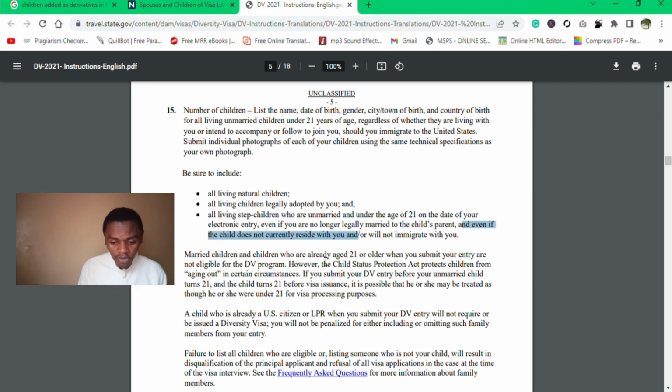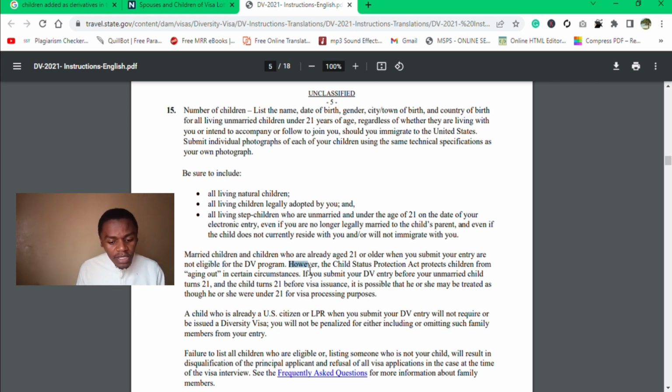And as I come to the end of this video, we shall continue to read this. This passage here says, married children and children who are already aged 21 or older are not eligible. And to add on to this, even if your child is under the age of 21 and he or she is married, he or she is not eligible to be added as a derivative.